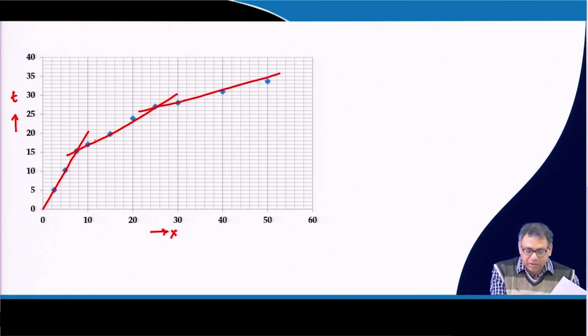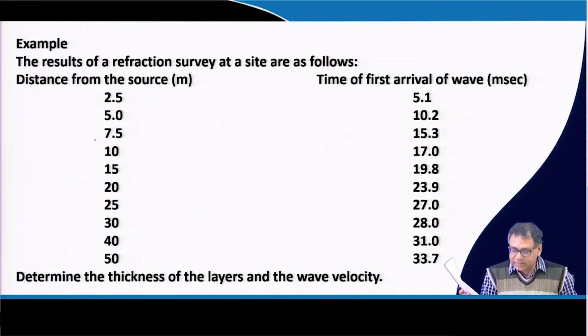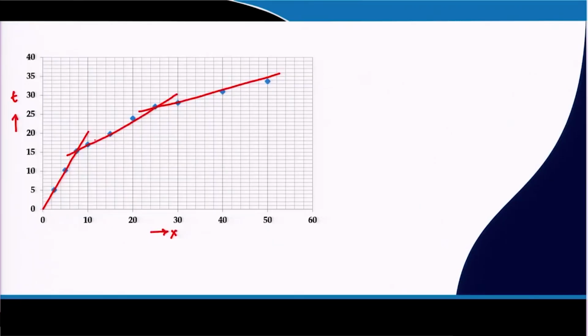I plotted all the points corresponding to x and t, because I know the time and the distance. This time is the first arrival time of the wave. So, I will get 3 slopes, that means it is a 3-layer case, and the slope of this straight portion will give 1 by Vp1, this is 1 by Vp2, and this is 1 by Vp3.